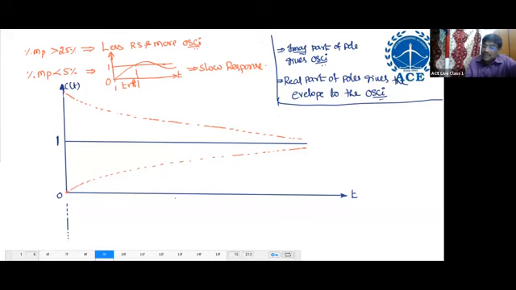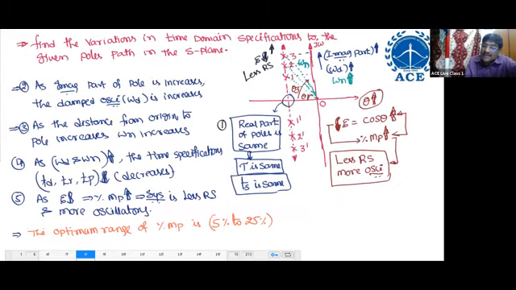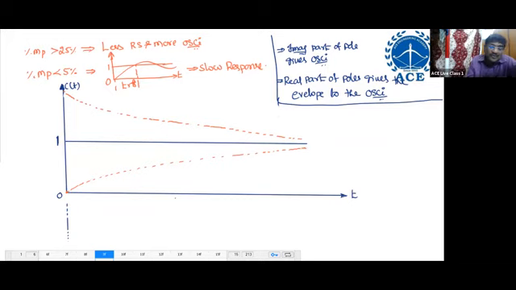1 and 1 dash means more oscillations or less oscillations? Less oscillation. 2 and 2 dash more oscillation. 3 and 3 dash still more oscillation. So 1 and 1 dash is less oscillation. Less oscillation means time duration is more. For example, 1 and 1 dash like this. This is for 1 and 1 dash.